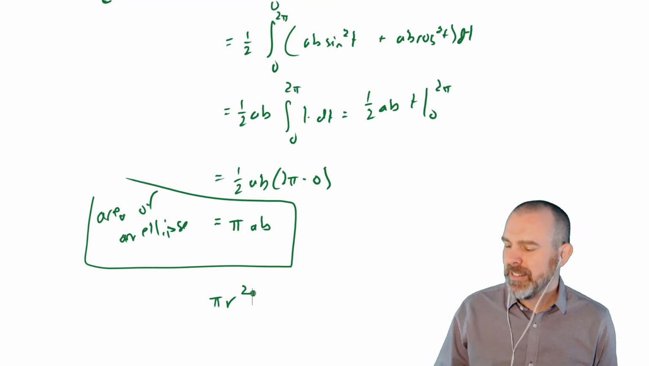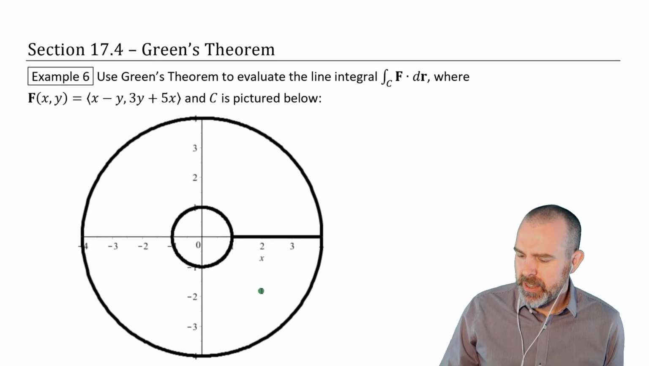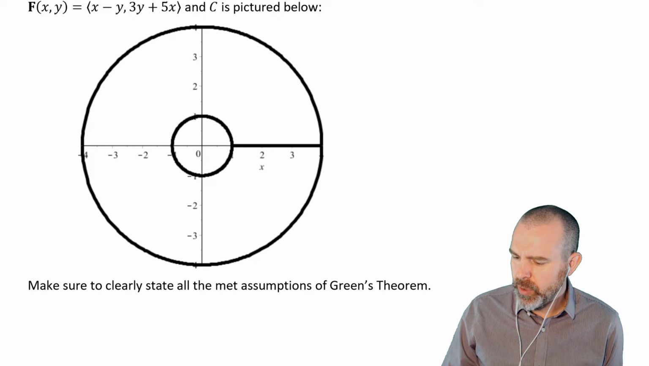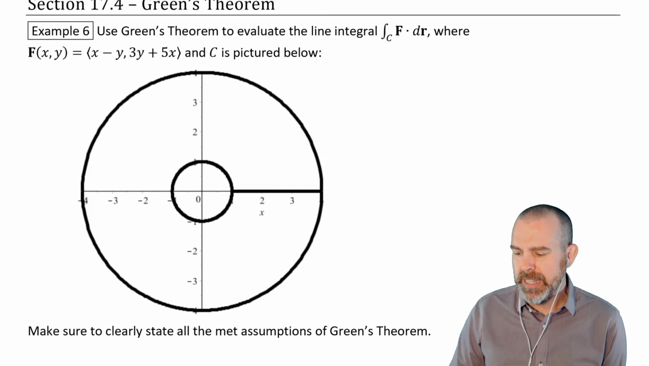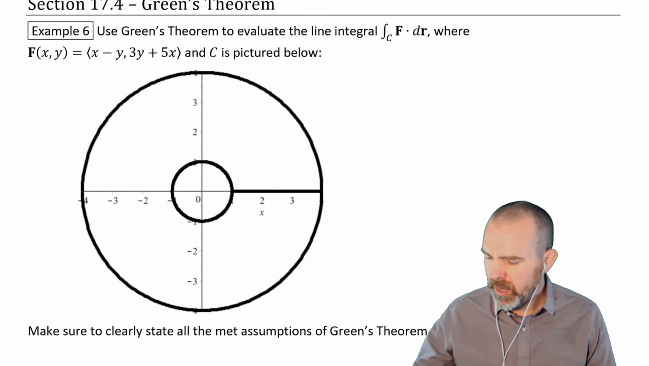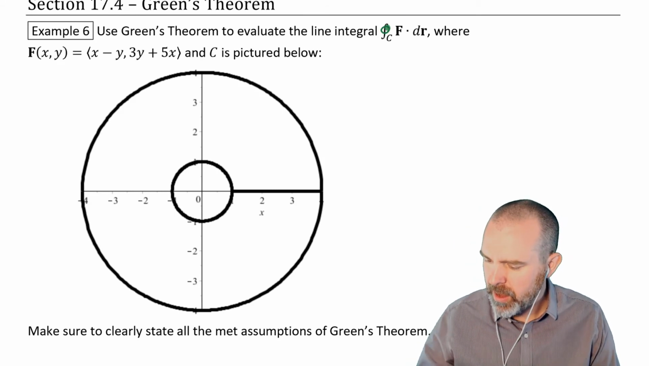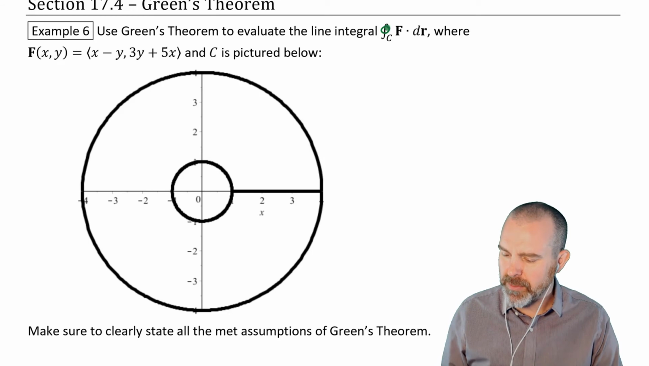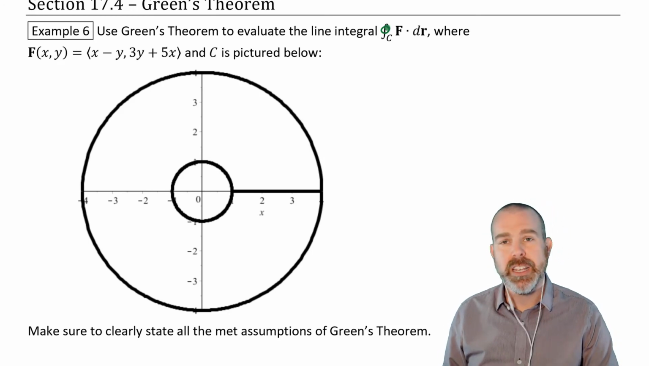All right, last example. This one seems a little counterintuitive. It says use Green's theorem to evaluate the line integral. Okay, it's fine, line integral. And this is actually a closed path here, where the field is x minus y and then 3y plus 5x, and C is pictured below.